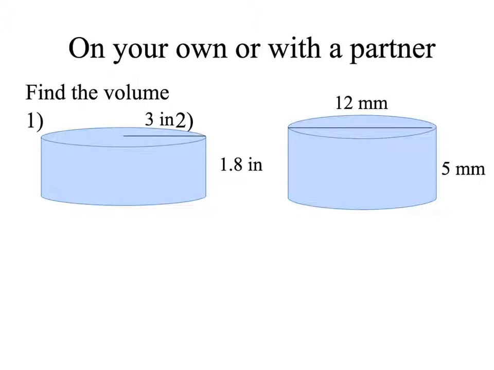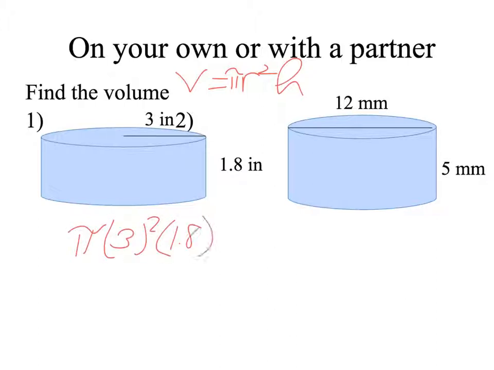I'd like you to go ahead and try these two on your own. Now that you've had a chance to try them, remember the formula. Volume is pi r squared h. So that's going to be pi times 3 squared times 1.8. And I get 50.89 inches cubed.